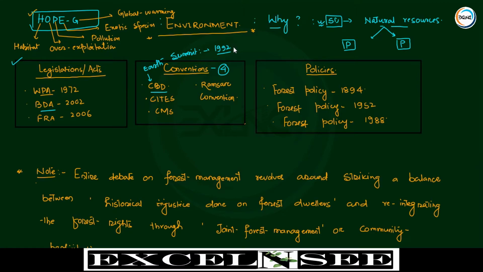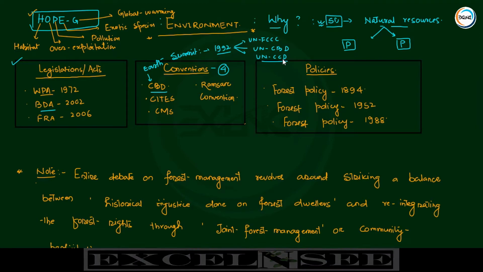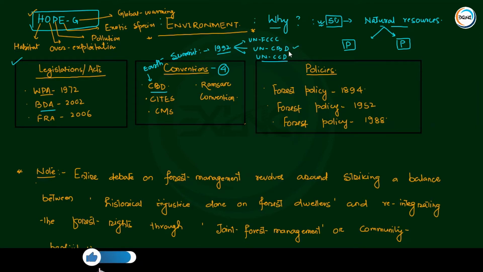There are basically three outcomes: UNFCCC, the UN Convention on Biodiversity, and UNCCD, that is the Convention to Combat Desertification. For desertification there was a convention, for biodiversity there was a convention, and there is a framework for climatic change, that is UNFCCC. We will study all in detail, but let's focus.